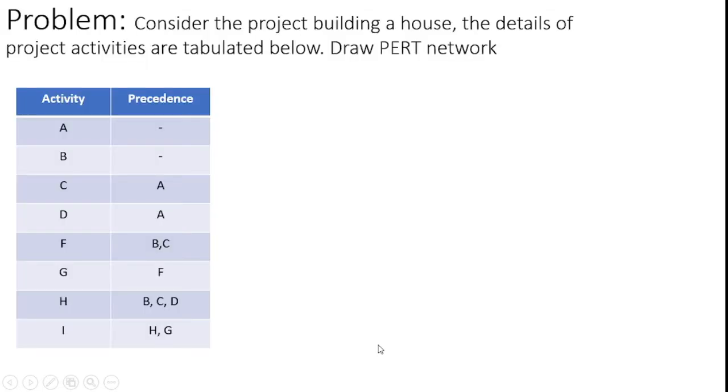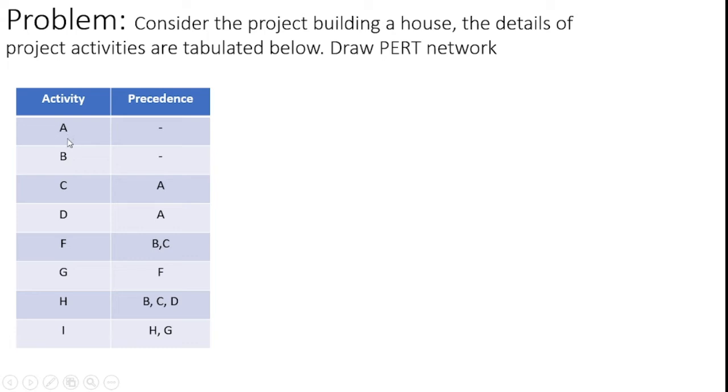And then, for example, for understanding, I can utilize one problem. The problem is, consider the project building a house. The details of project activities are tabulated below. Draw the PERT network according to the activities that are available in this tabular column.